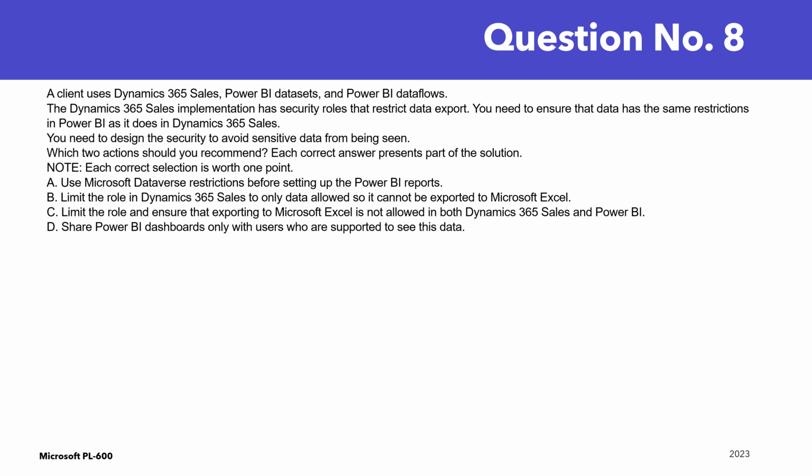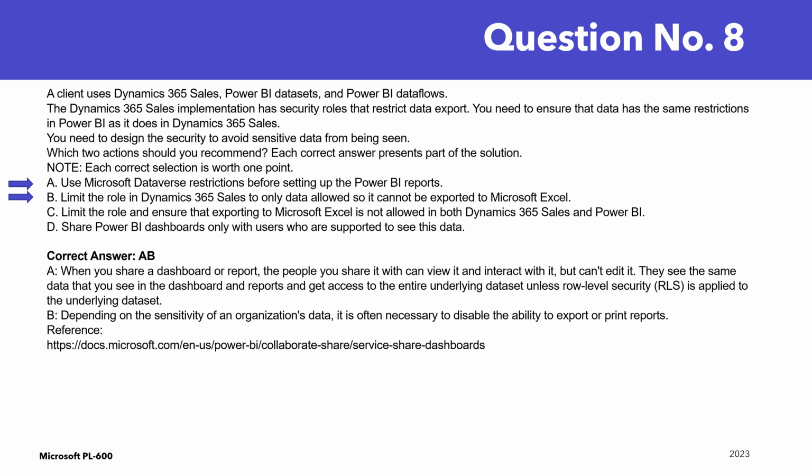Which 2 actions should you recommend? Each correct answer presents part of the solution. Note: each correct selection is worth 1 point. A. Use Microsoft Dataverse restrictions before setting up the Power BI reports. B. Limit the role in Dynamics 365 Sales to only data allowed so it cannot be exported to Microsoft Excel. C. Limit the role and ensure that exporting to Microsoft Excel is not allowed in both Dynamics 365 Sales and Power BI. D. Share Power BI dashboards only with users who are supported to see this data. Correct answer: A, B.